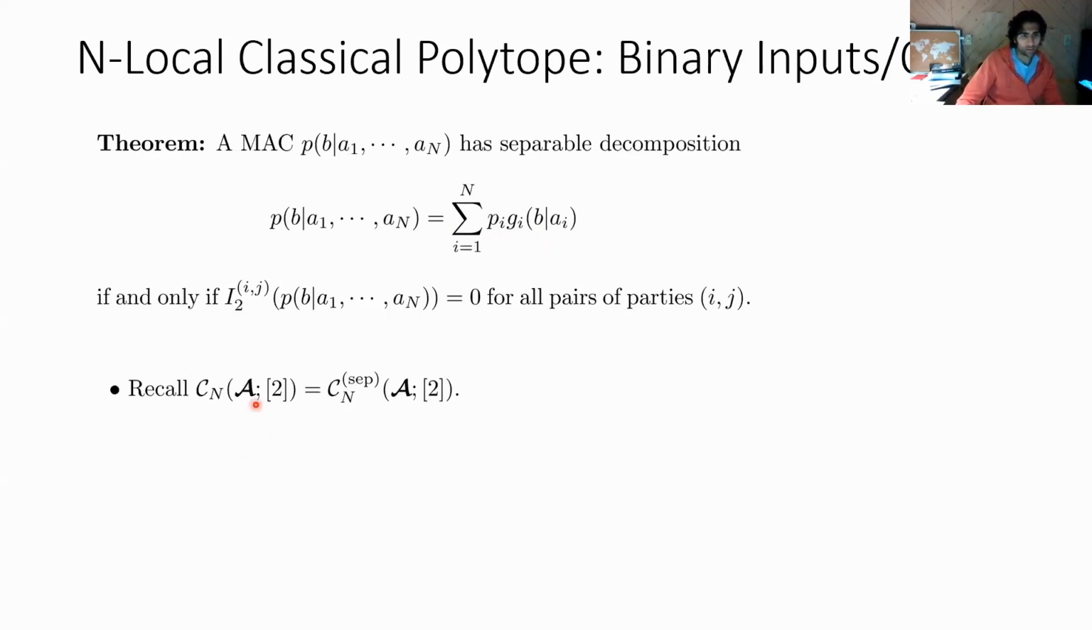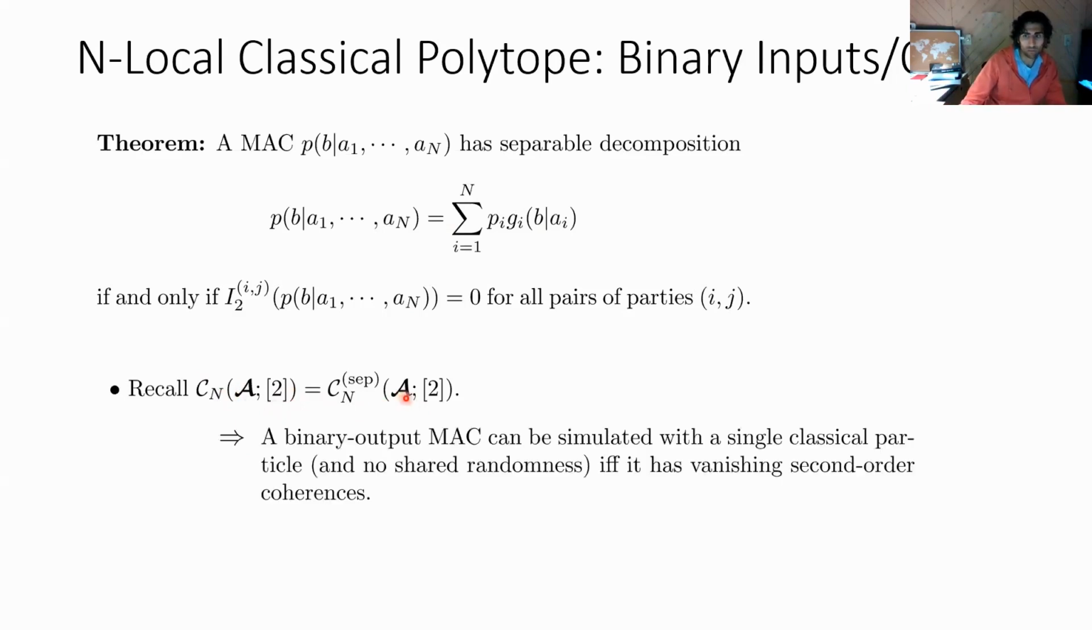Okay, and so then what I promised you guys, something we found, was that for binary outputs, all those different families of channels collapse. So we have this equality here. And so this implies that a binary output multiple access channel can be simulated with a single classical particle if and only if it has vanishing second order coherences. So not only are you guaranteed that it has this separable decomposition, but you're also given a physical implementation of using just a single classical particle to build this channel.